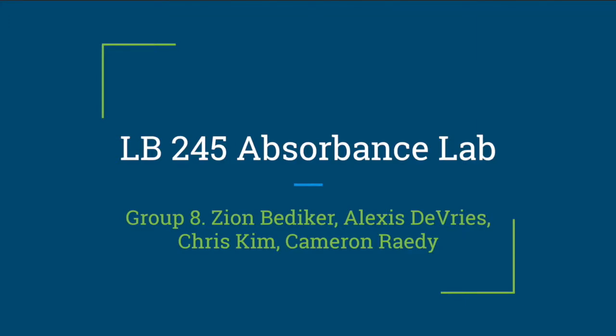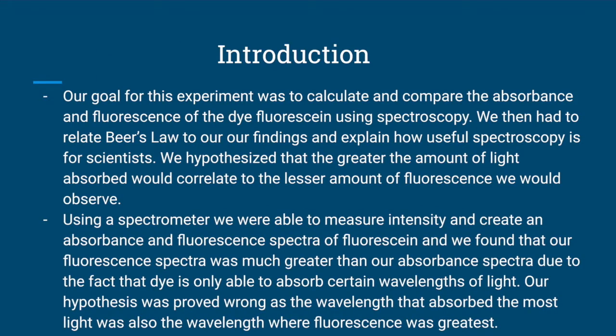So this is our report for the absorbance lab. Our goal for this experiment was to calculate and compare the absorbance and fluorescence of the dye fluorescein using spectroscopy. We then had to relate Beer's law to our findings and explain how useful spectroscopy can be for scientists. We hypothesized that the greater amount of light absorbed would correlate to the lesser amount of fluorescence we would observe.